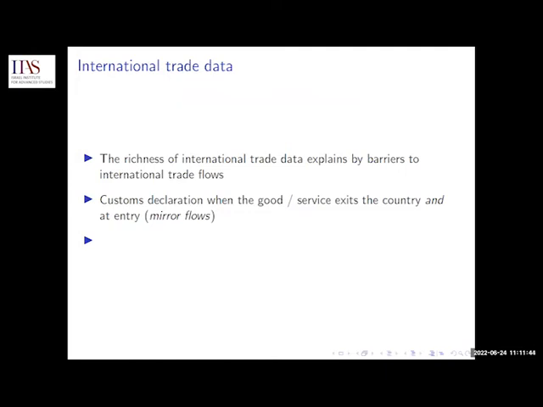Okay, so what is important is that every single trade flow, even one that can be quite modest, including you bringing in a bit of data to the US, is going to give rise to a customs declaration. And this is true when the good or the service exits the country and when it enters the country. So this means that for every single bilateral trade transaction, there are two declarations, at entry and at exit, which are called mirror flows.